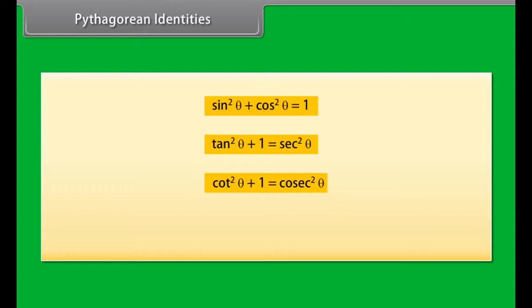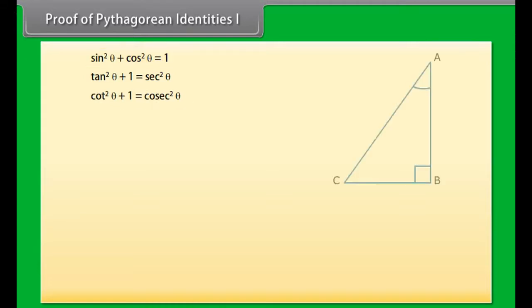Pythagorean identities. Have a look at these identities. Sin square theta plus cos square theta is equal to 1. Tan square theta plus 1 is equal to sec square theta. Cot square theta plus 1 is equal to cosec square theta. These identities are the Pythagorean identities. Proof of Pythagorean identities 1.